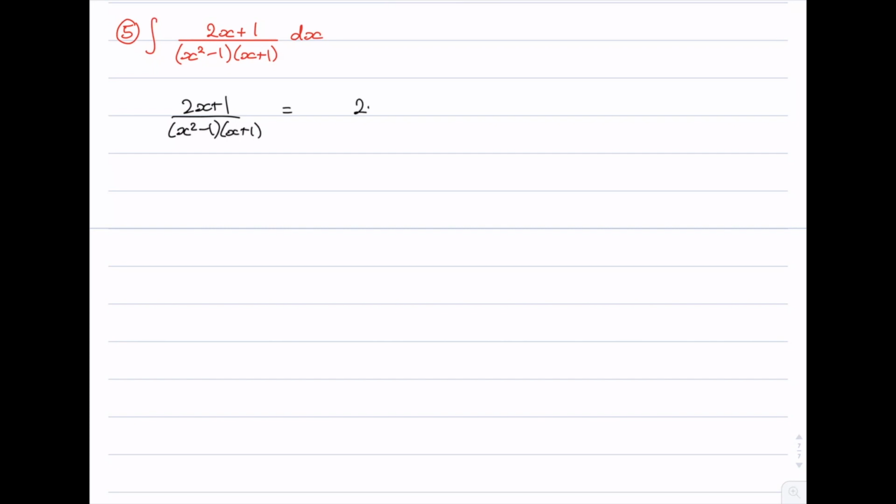Let's try to completely factorize our denominator here. Well, the difference of squares, we can split that up as x minus 1, x plus 1, but then we still have that other x plus 1 sitting on the edge here. And so now we can see that we actually have a repeated linear factor. So we have x minus 1 times x plus 1 all squared. So we do have a repeated linear factor right here.